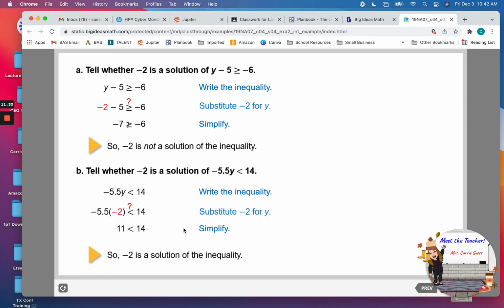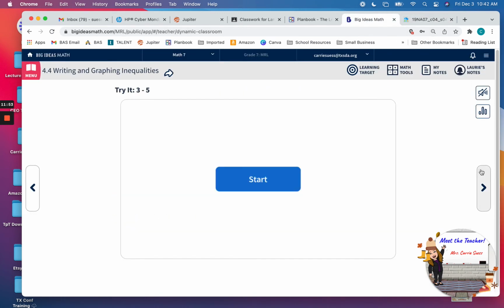Yes. So you're just plugging in the number they're asking you to test, simplifying the side you plugged it in on, and seeing if the sign still is true. If this less than sign still works. And then you say yes or no. Okay? Go do that for your next set of try-its. Let me see what you got. And self-assess. Go all the way to number 10.